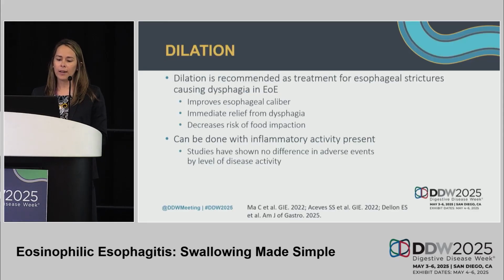I'll start by just saying that dilation is recommended as treatment for esophageal strictures causing dysphagia in EOE. There's no doubt about this. The ASGE guideline or consensus statement and also recent ACG guidelines published just this year comment on this. It improves esophageal caliber. It provides immediate relief from dysphagia. It decreases a patient's risk of food impaction. So no doubt that we should be using this in our clinical practice.